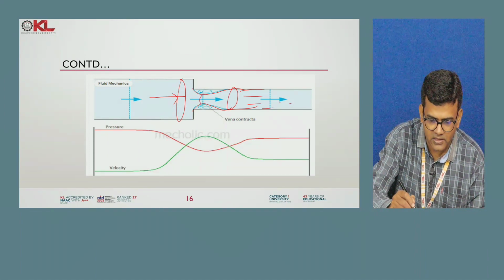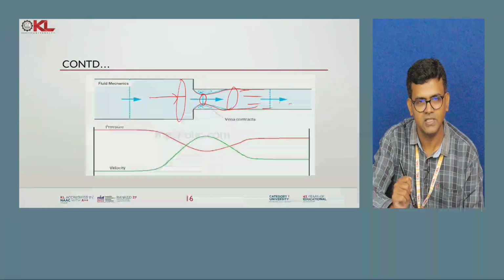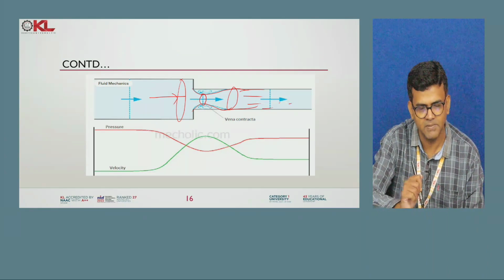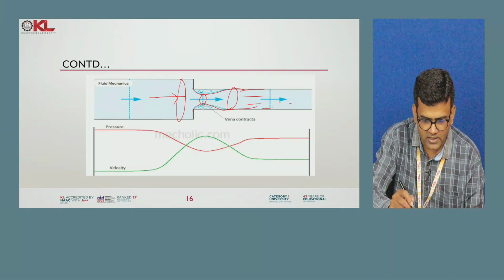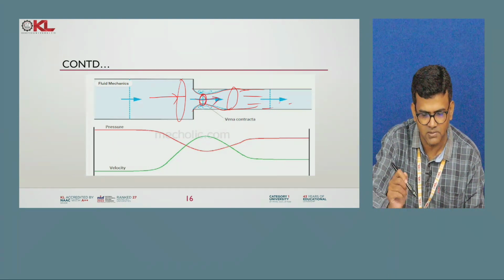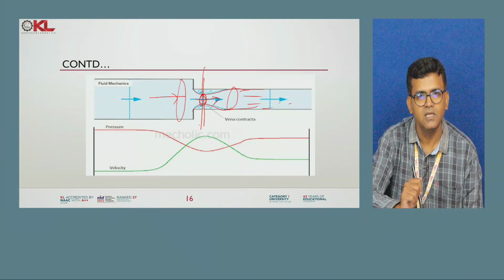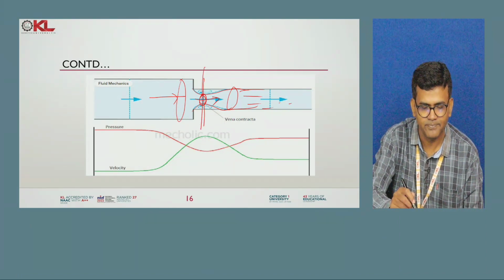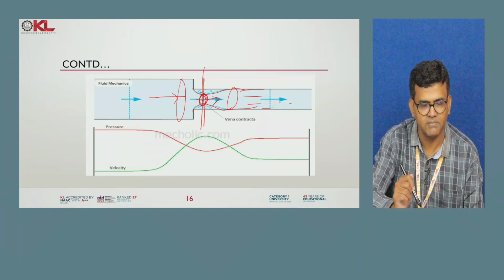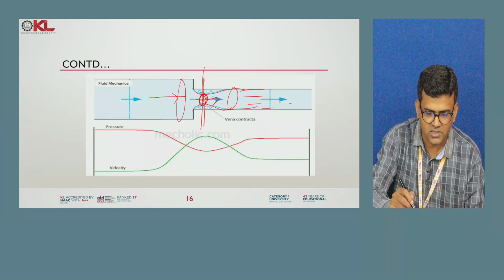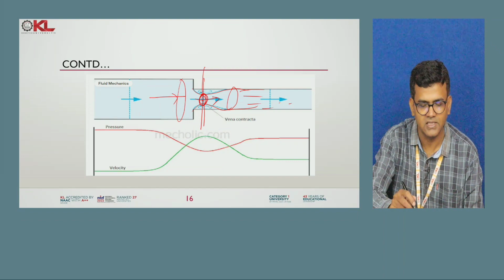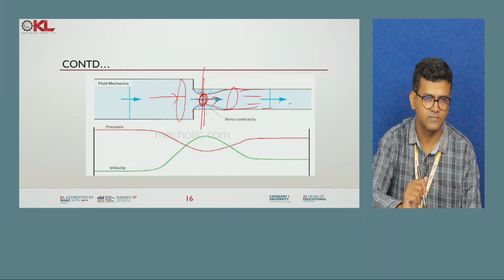So you can see here the least diameter is there for the stream. So here the velocity will be maximum. Stream velocity will be maximum at this section, because of the least stream diameter. So this is called the vena contracta. This section is called the vena contracta section.